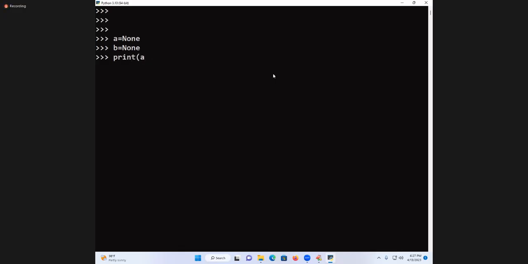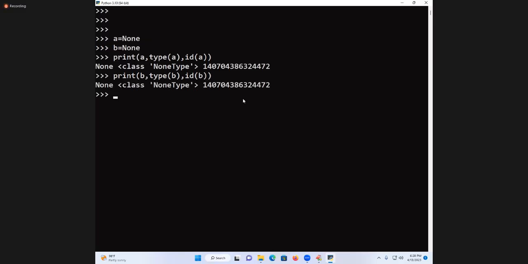That's why they contain the same address. I am showing the address for you first. ID of A, address is 4472. Then type of B, and next ID of B also contains the same address. Why the same address? Because both are a keyword, and a keyword exists only once. Both are pointing to the same memory.